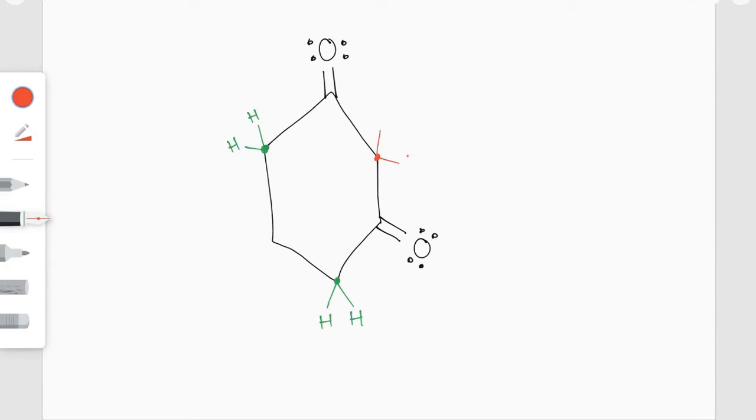This may not seem like that large of a difference, but because pKa is measured on a logarithmic scale, the difference is actually 10 to the 10. So because the hydrogens on the carbon in between the carbonyl functional groups is significantly more acidic than the other alpha carbon hydrogens, this means that this is going to be the carbon that gets deprotonated.